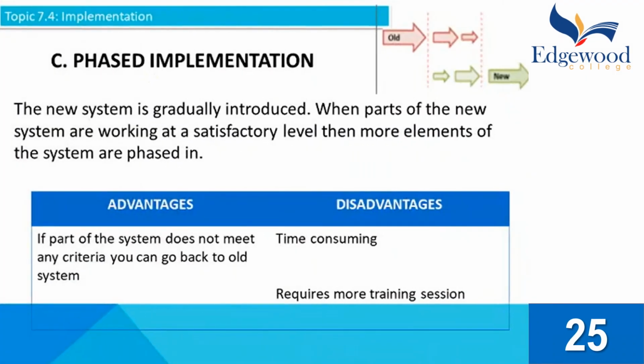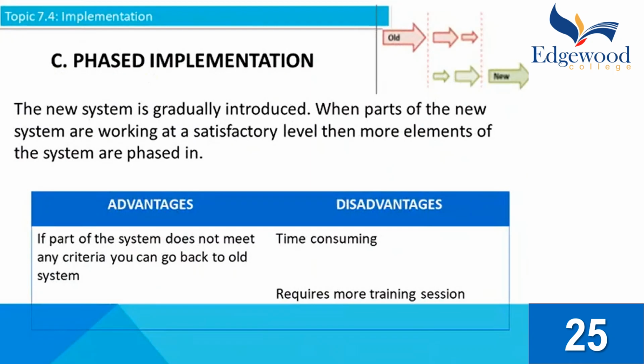In the phased implementation, the system is gradually introduced, right? When part of the new systems are working at a satisfactory level, then more elements of the system are phased in. What we're talking about is that they are being introduced in modules, okay? So when this particular module is working, they can bring this particular hardware in gradually, until more elements of the system are being phased in. So the new systems are gradually introduced, okay?